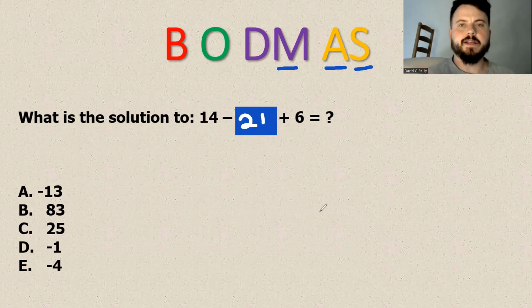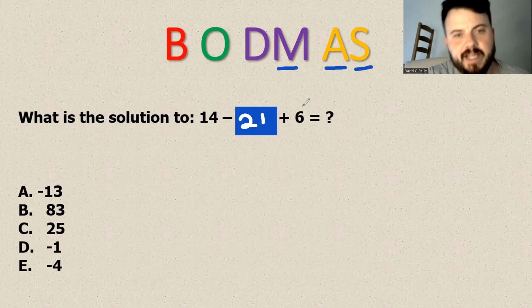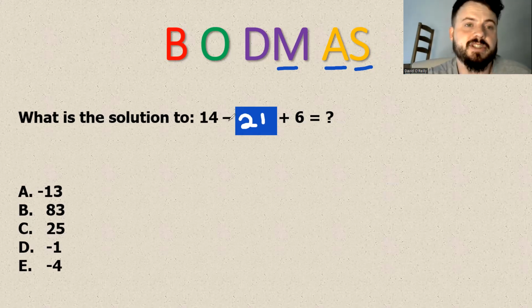Okay. And that's it. Next, I've got 14 subtract 21 plus 6. So what operations do we have left? We have subtract and add, and look, they're both the same value. Okay, so we do whichever comes first. So we just do the subtract first.